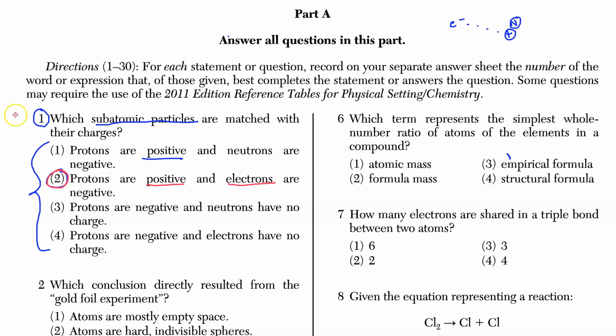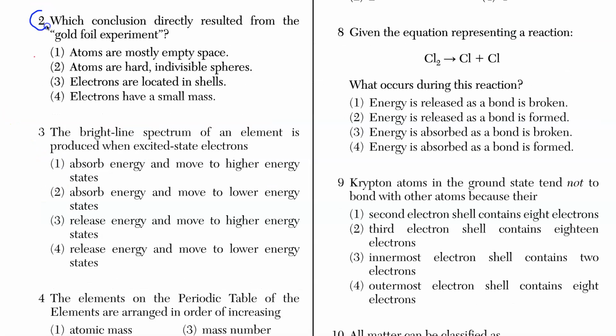Going on to number 2. Number 2, which conclusion directly resulted from the gold foil experiment? Hey, this is from Ernest Rutherford. In this experiment, Ernest Rutherford shot something called alpha particles. What they are is 2 protons, and I'm drawing my circles kind of terribly here, and then 2 neutrons. So it's a particle that has an atomic mass of 4, but it's +2 because of 2 protons.